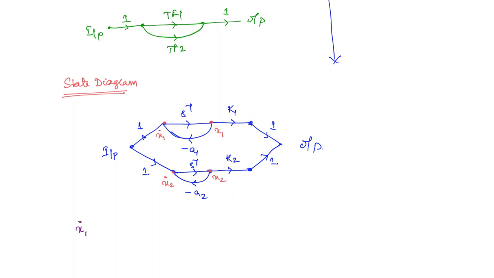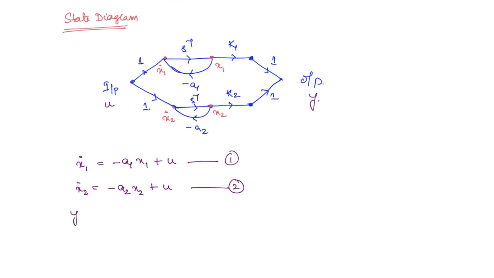For x1 dot, if you see here, there are two paths, one is this one and another is this one, right? So if you take the input as u and output as y, then x1 dot is going to be minus a1 x1 plus u. This is the first equation. Now what about x2 dot? Similarly, x2 dot is going to be minus a2 x2 plus u. This is the second equation. Finally, the output equation: there are two paths here coming from x1 and x2, so y is equal to k1 x1 plus k2 x2. This is the third equation.